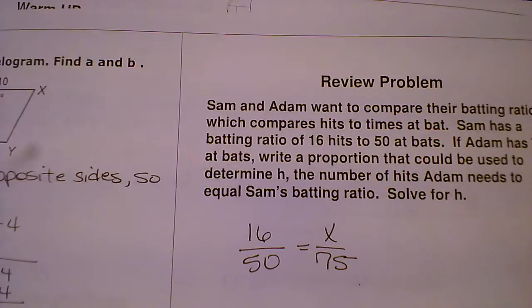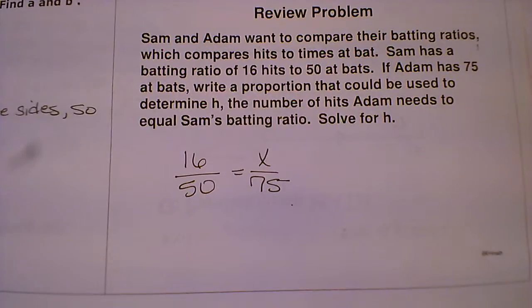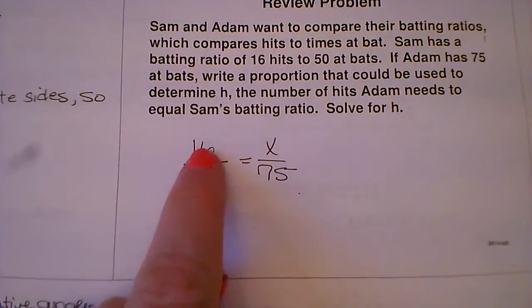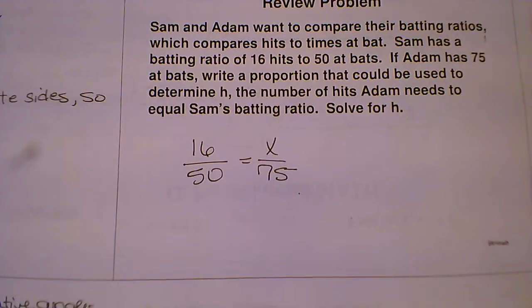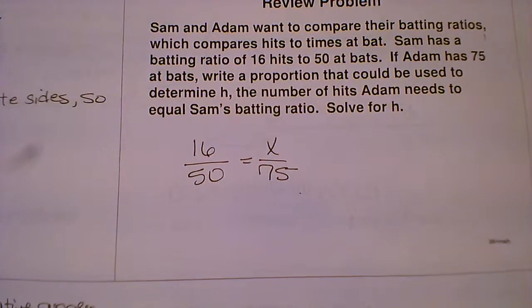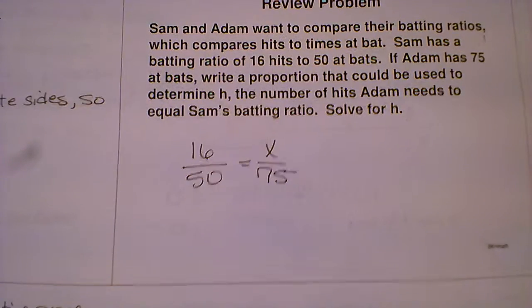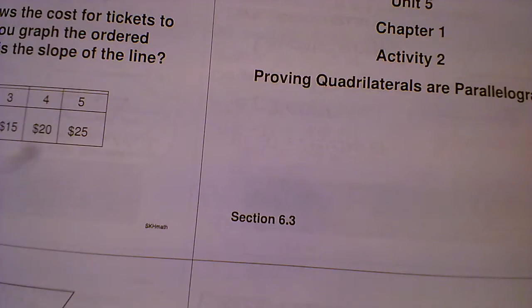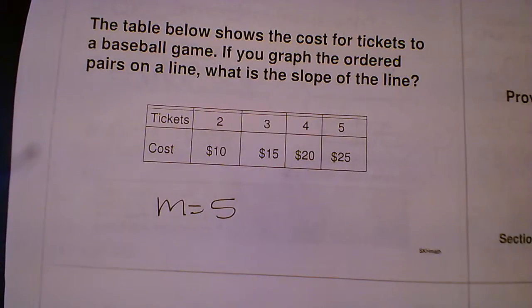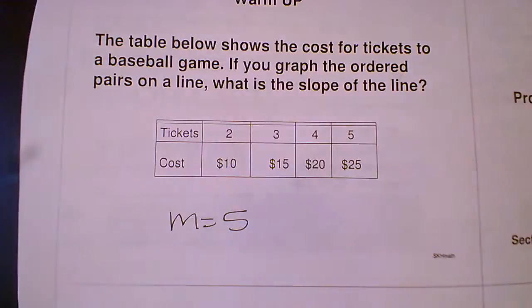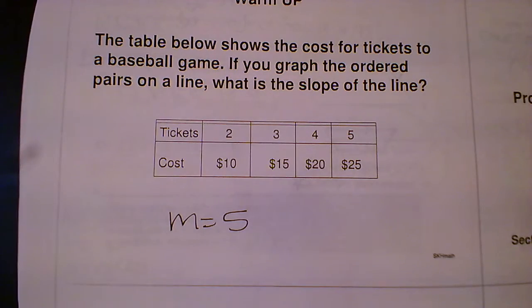We kind of skipped over the review problems in class. This would have been the way you would have set that up, and then cross multiplied and found that x would have been 24. All right, we're moving on to proving that we have parallelograms. Again, we kind of skipped the warm-up, but the slope is 5 if you want to go back and do that problem.